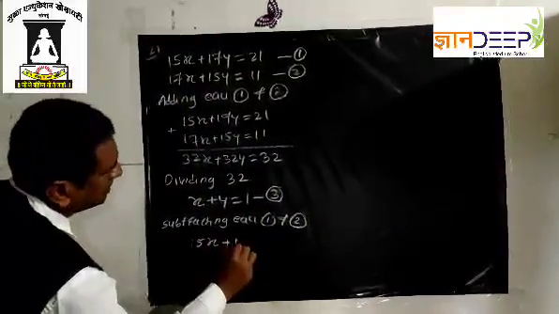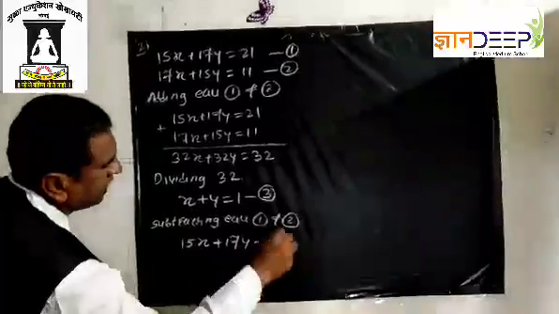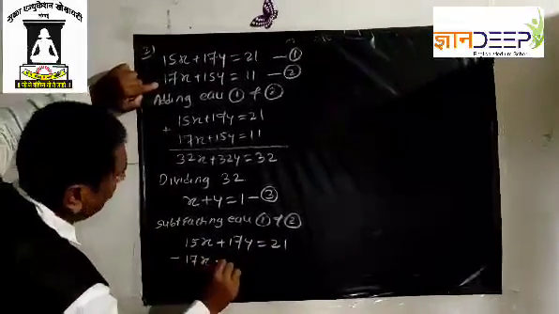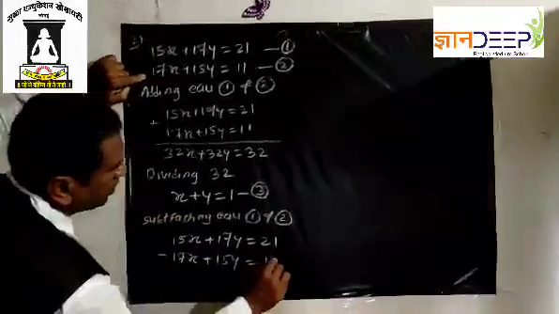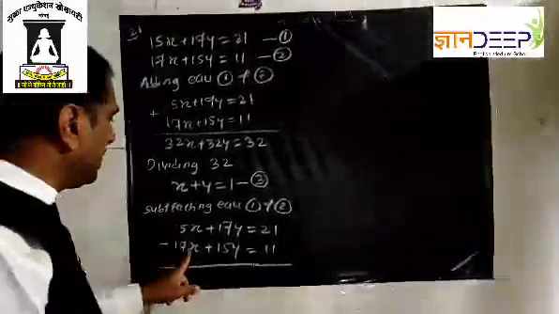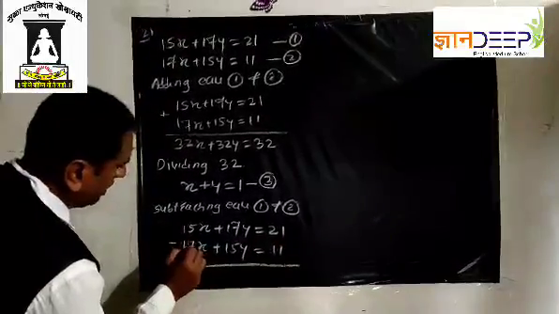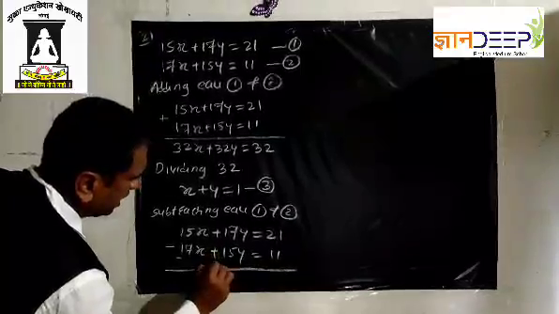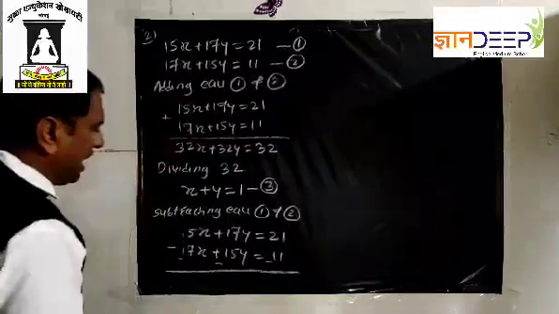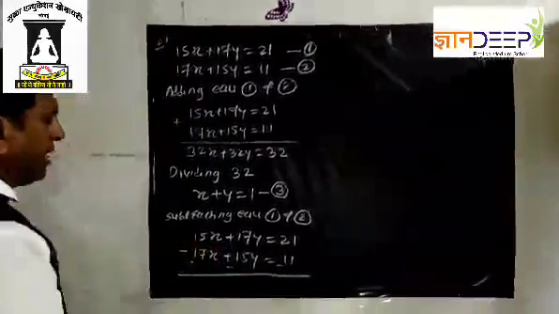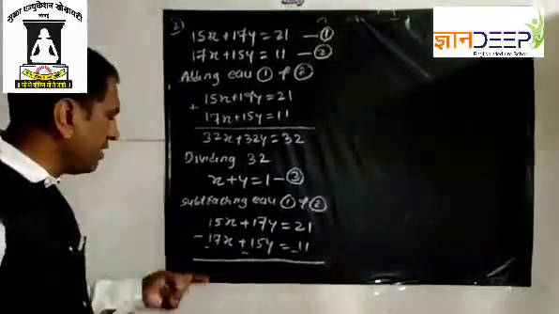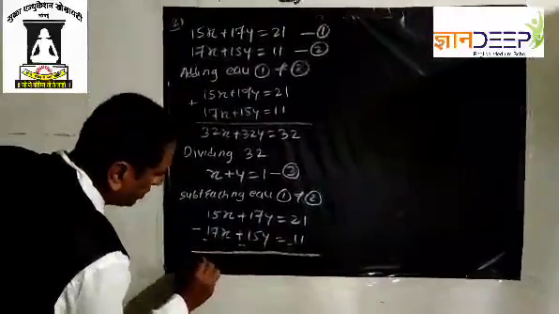15x plus 17y is equal to 21, minus 17x plus 15y is equal to 11. Now here we are going to do the subtraction, so each and every term's sign will be changed. This 17 has plus, it becomes minus. This plus sign again converts into minus. This plus sign also converts into minus. Then do the subtraction. 15 minus 17 is not possible, so 17 minus 15, with plus and minus, minus. For the answer, take the bigger number's sign. 17 is bigger, so minus sign.